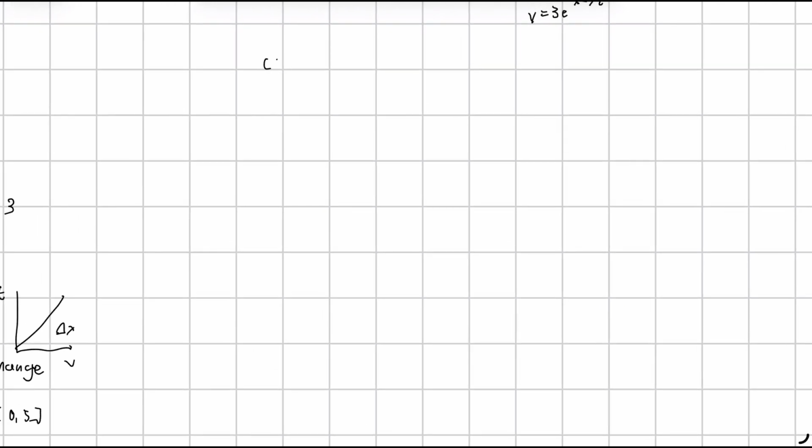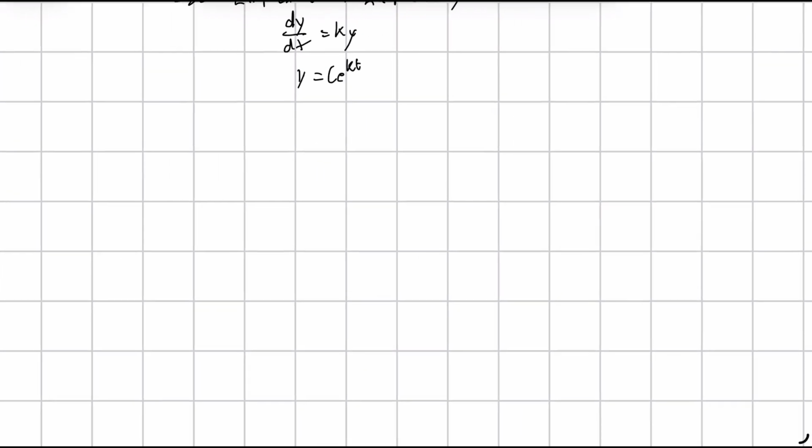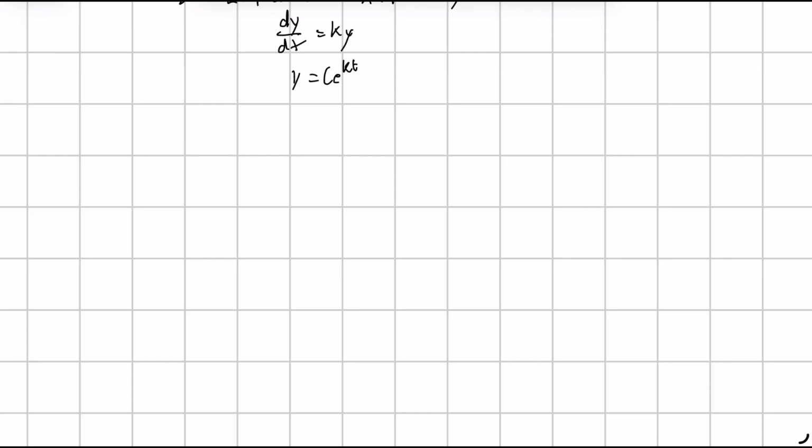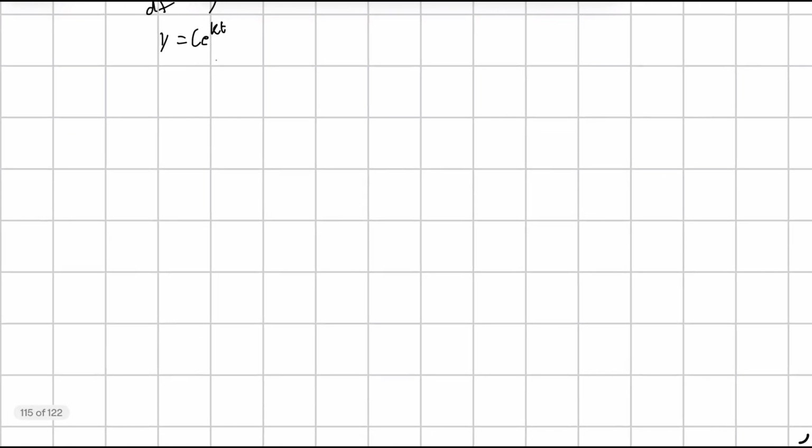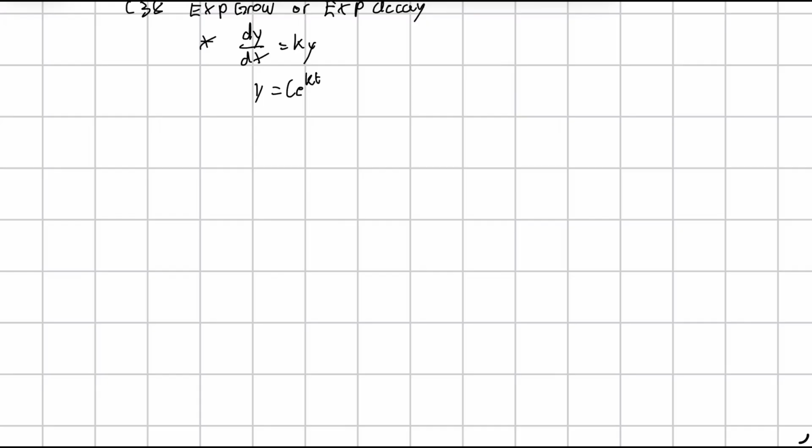So what if you have exponential growth and decay? Case 38, exponential growth or exponential decay. So all you need to know is that dy over dx is equal to ky, and y is equal to ce to the power of kt. So basically, if you know that the rate is proportional to the amount, then the solution is going to be exponential. So then we have to recognize the fact that dy over dx is equal to ky. Then we're going to use that y is equal to ce to the power of kt. Then we're going to plug in initial conditions, and then we're going to solve for our unknowns.